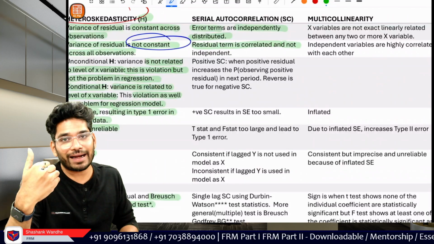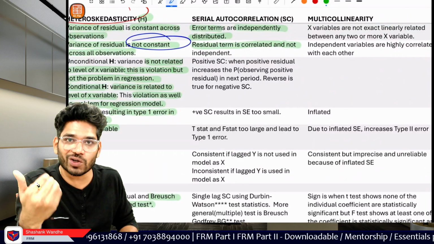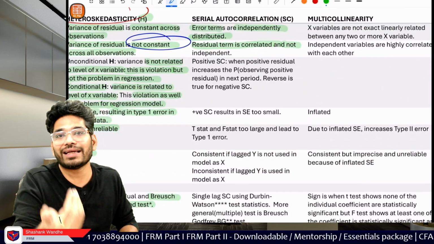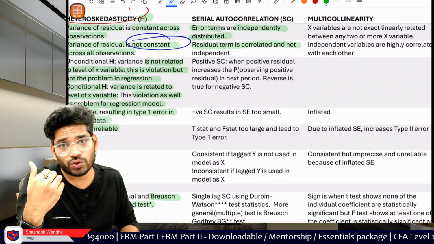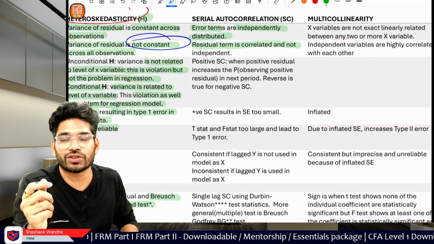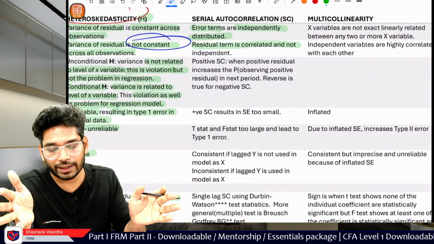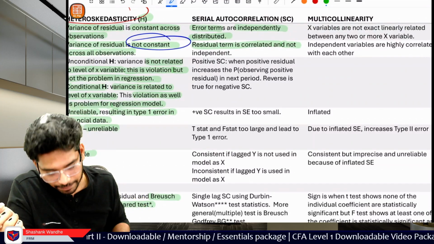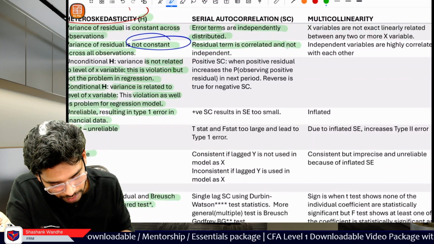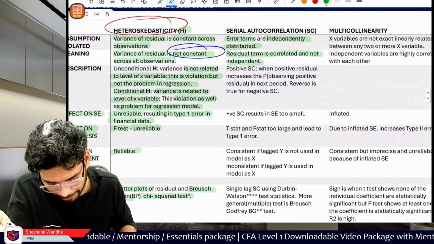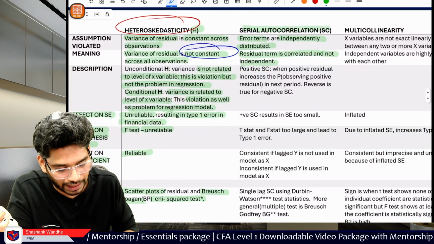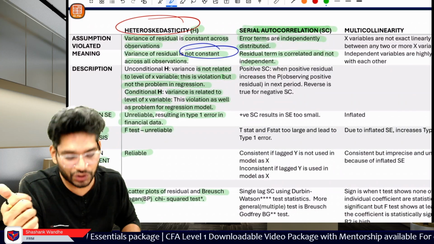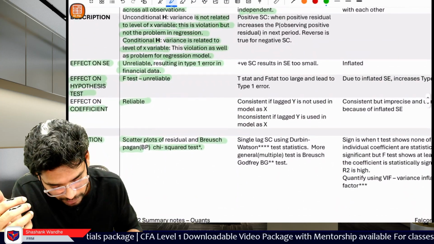This means if I tell you the previous residual term, based on that you can predict the next residual term, if these two are correlated. And the ideal assumption is that it should not be correlated. You should not be able to predict or gauge the value of the residual term. The residual term is correlated and not independent. This is the meaning of serial autocorrelation, and what it is violating is that the error terms are independently distributed. This is the assumption which is violated.